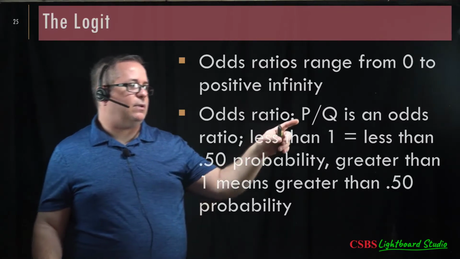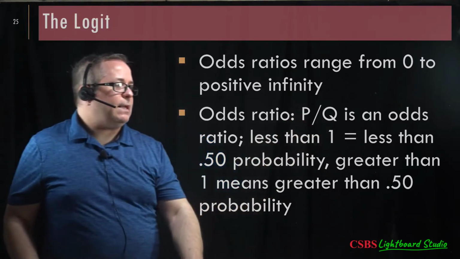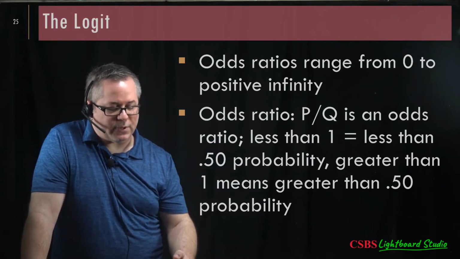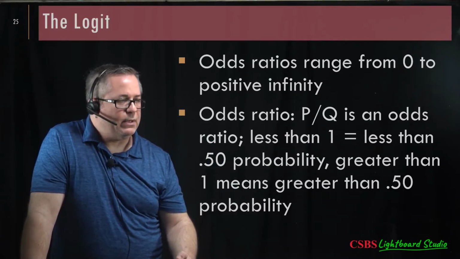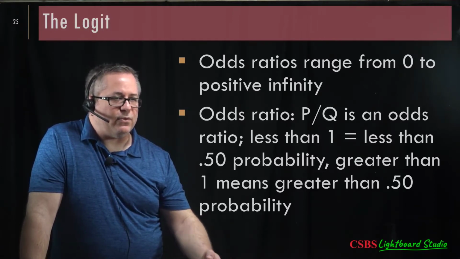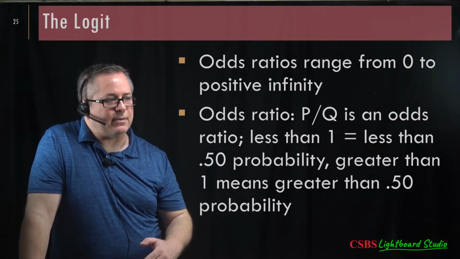It's usually, again, seen as the probability over 1 minus probability. Less than 1 equals less than 0.5. So 1 in odds ratios equals 0.5 probability. As you go above 1, that means your probability is going higher, so you're more likely to answer yes. As you go below 1, you're less likely.